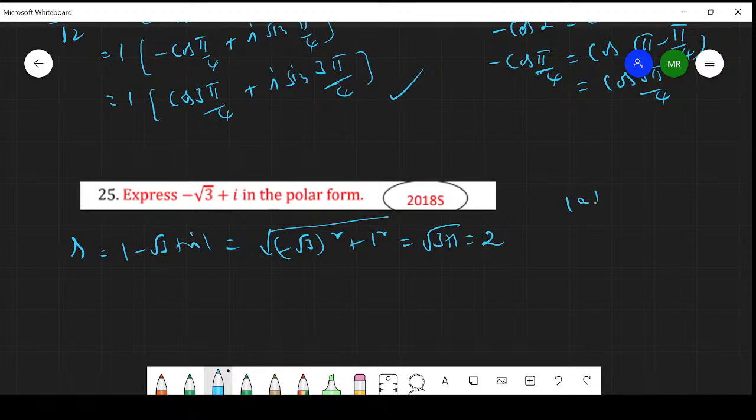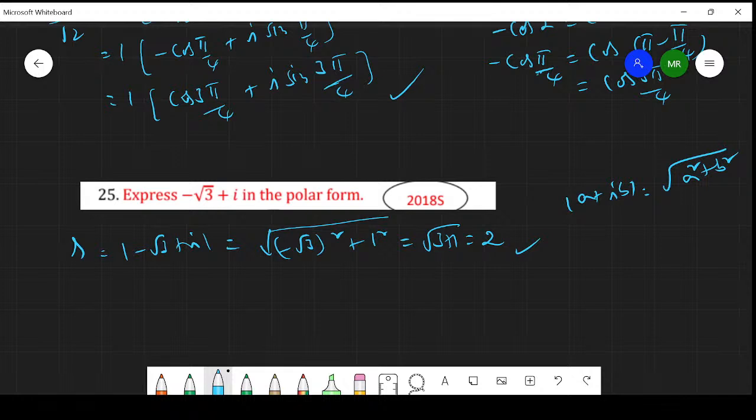Because we know mod of a plus ib is equal to root of a square plus b square. That is called the modulus of the complex number. I hope you understood this, right? Mod means root of a square plus b square, mod of a plus ib. Same thing I have written.